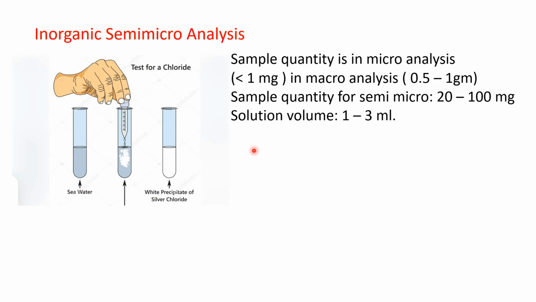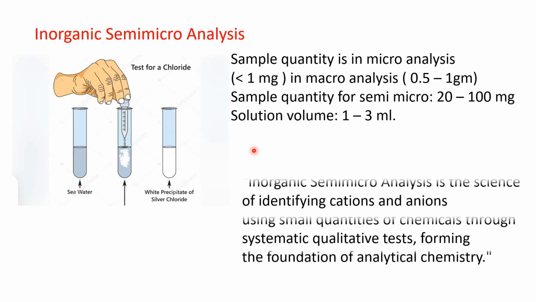Here the amount of the sample taken will be 20 to 100 milligram and the solution volume will be 1 to 3 milliliter. And so inorganic semi-micro analysis is the science of identifying cations and anions using a small quantity of chemicals through systematic qualitative tests, forming the foundation of analytical chemistry.